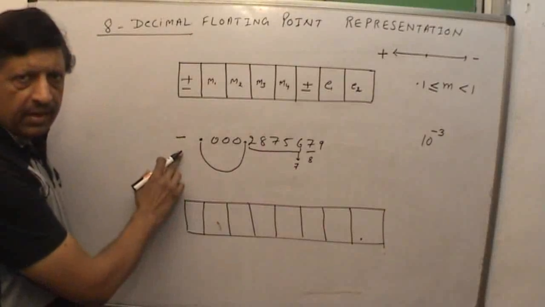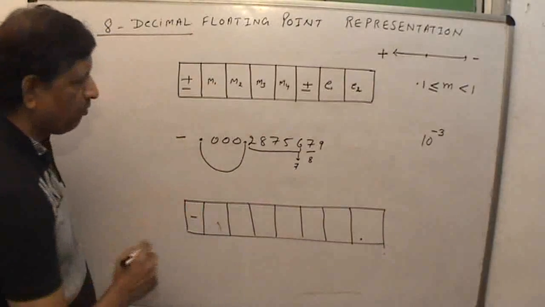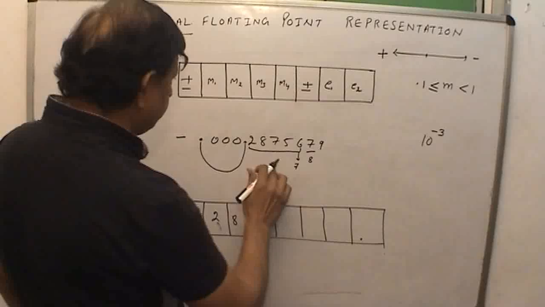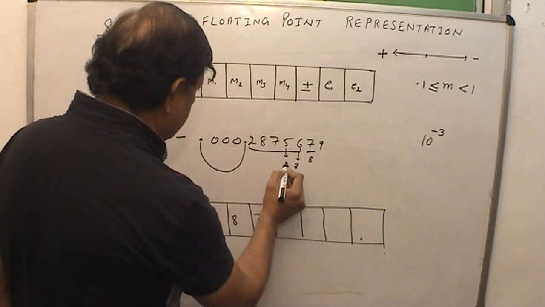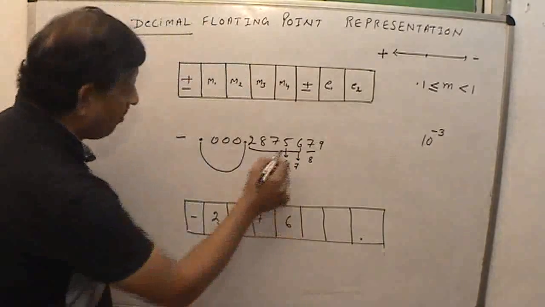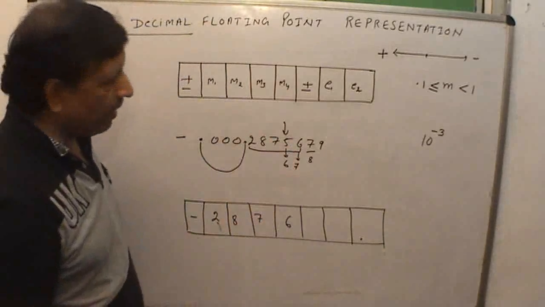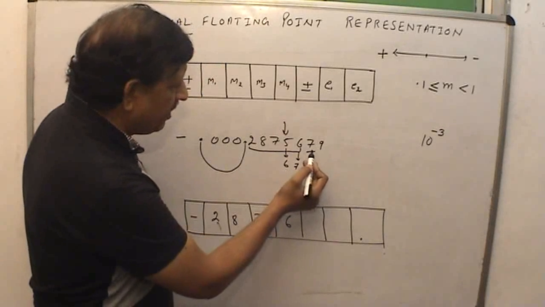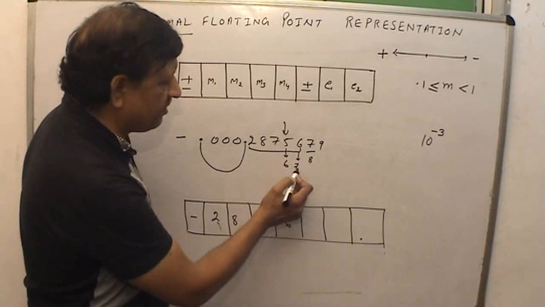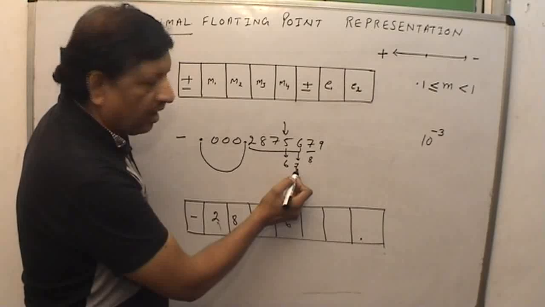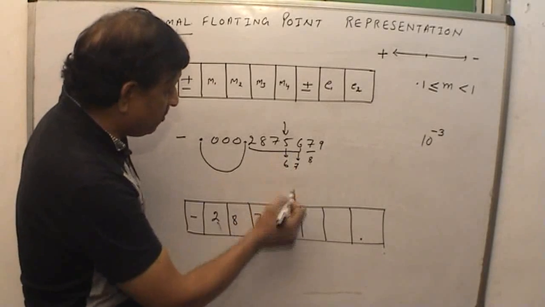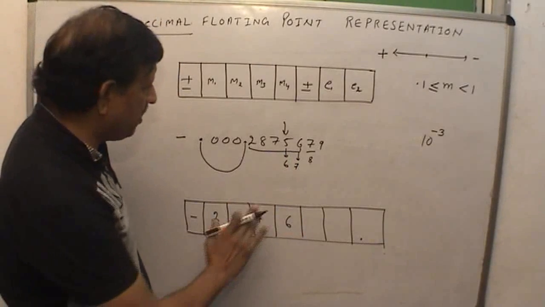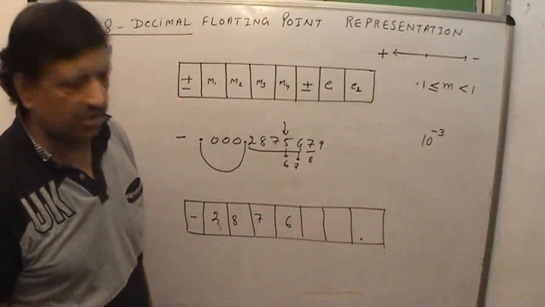See, here the sign is negative. Minus, we write mantissa 2, 8, 7 and 6. Why did we get the 6 here? By round off. 9 is greater than 5, we count it as 8. 8 is greater than 5, we count it as 7. And 7 is also greater than 5, we count it as 6. That is round off. If we have to chop off the figure, then we simply erase the last digits.